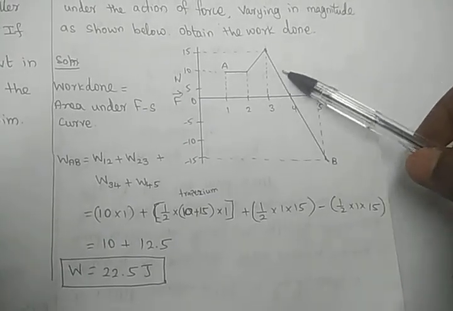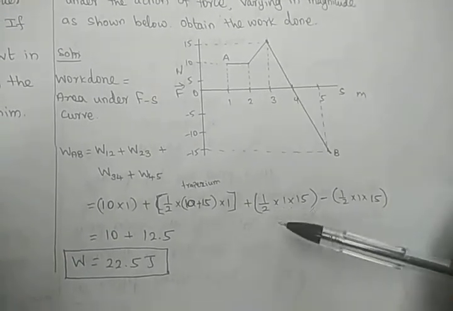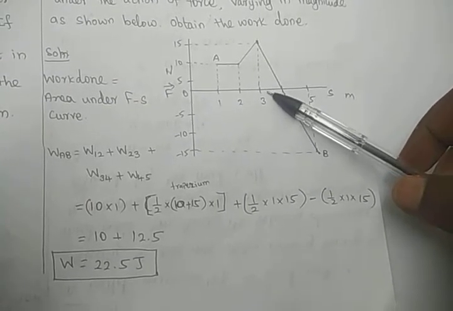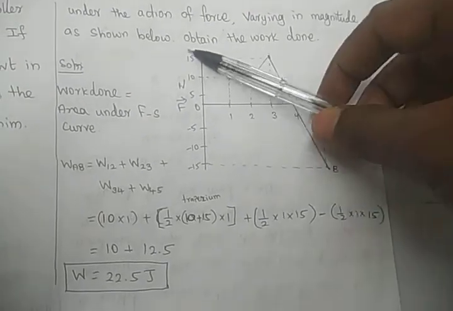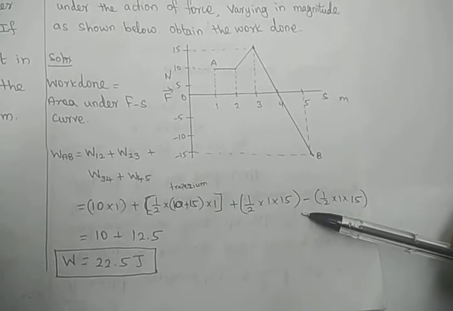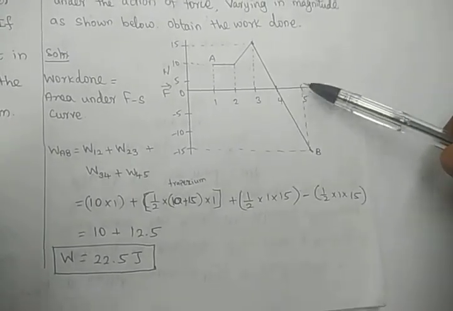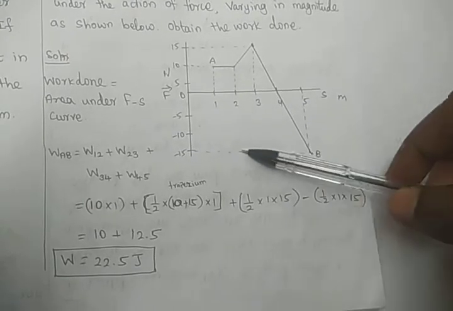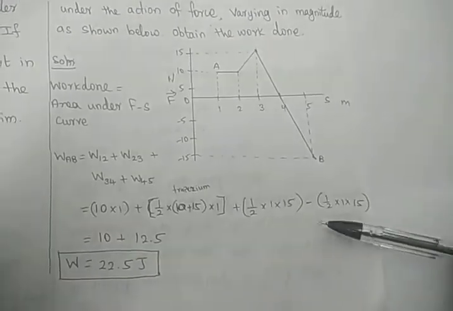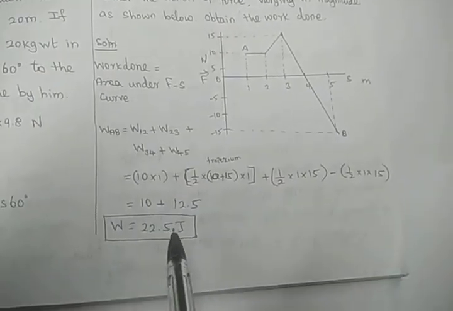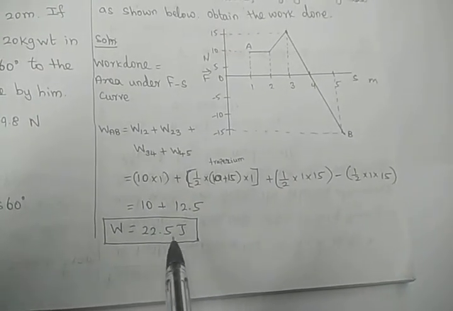Then what is the area under this curve, 3 to 4? It is a triangle. Half into base into height. Base is 4 minus 3, that is 1. Then the height is 15. Then this is also a triangle. Half into base into height. Base is 1 and height is 15, but the height is negative 15. So we have to put a minus here. By solving these equations, we get the answer 22.5 joule.